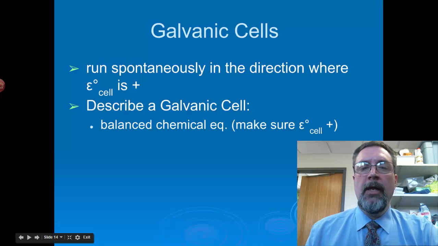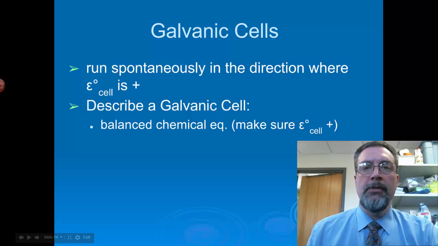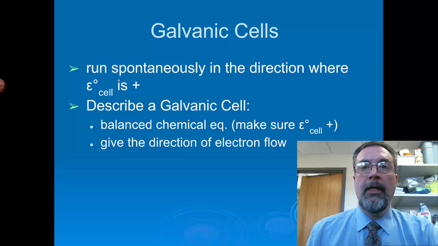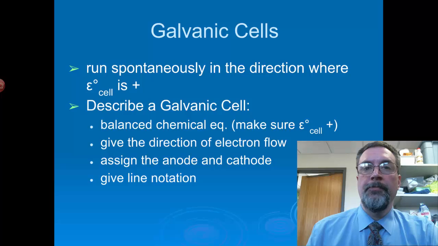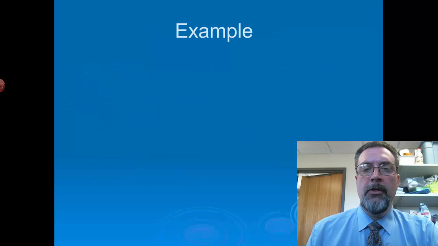To describe a galvanic cell, you want the balanced chemical equation for the reaction and make sure that you write it in such a way that you get a positive value for E cell. You want to give the direction of electron flow. Okay, remember electrons always flow from anode to cathode. And you want to assign the anode and cathode, and then maybe give your line notation. So they may tell you a little bit about the cell and ask you to do all of these things on the national exam.